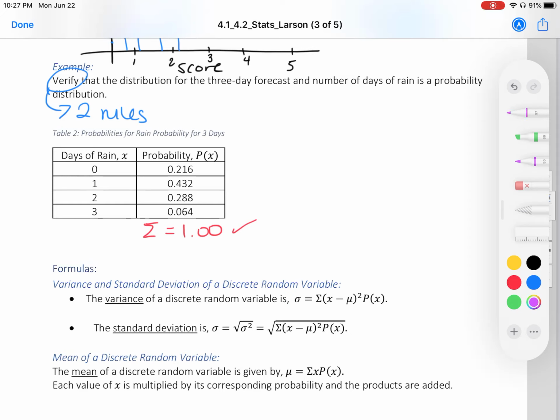The next rule is that each one of my probabilities needs to be between 0 and 1. It can't be negative, and it can't go over 1. When I think of that, I always think of blackjack. Once you go over 21, it doesn't work out. So we see that all of these values are decimals, but they're not negatives, and they don't go over 1. We don't have a 1 point something. So yes, we know that this is a probability distribution.